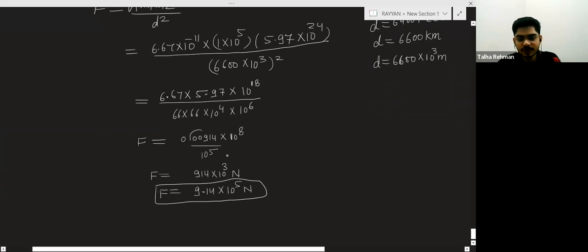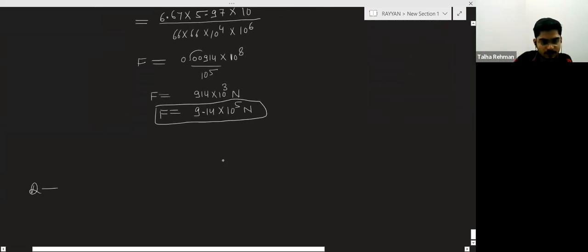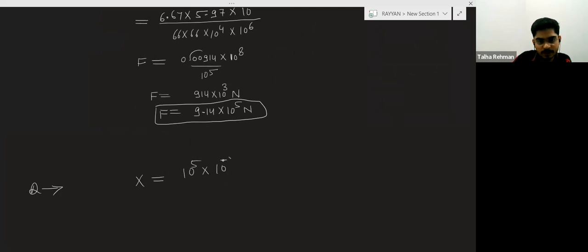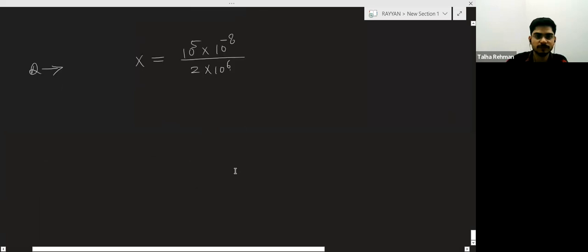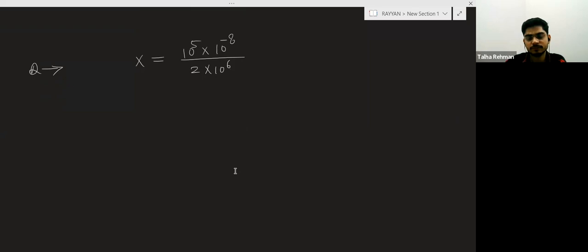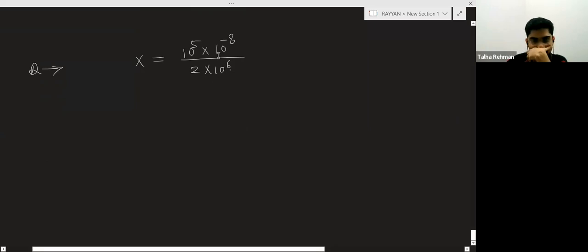Can you do the power calculation? Just let me check. Suppose this is the x, and 10 to the power 5 multiplied by 10 to the power minus 8, divided by 2 into 10 to the power 6. Just tell me the answer of this, just fast. Minus 3. Okay. Here 2 is also there. 2 times 10 to the power minus 3.